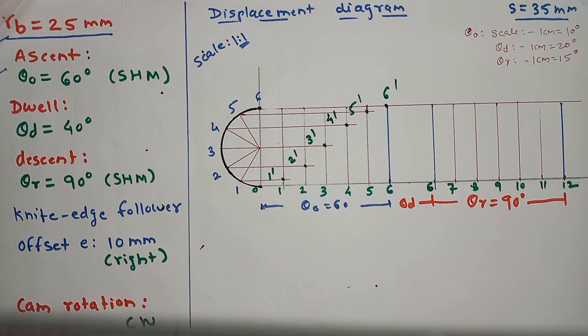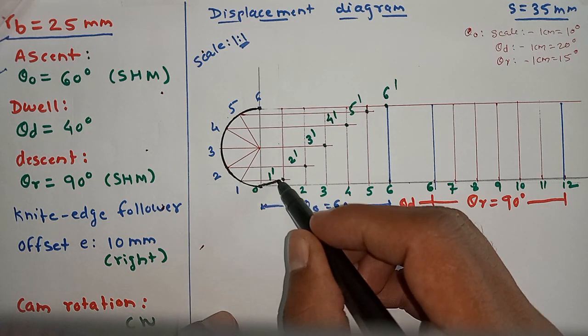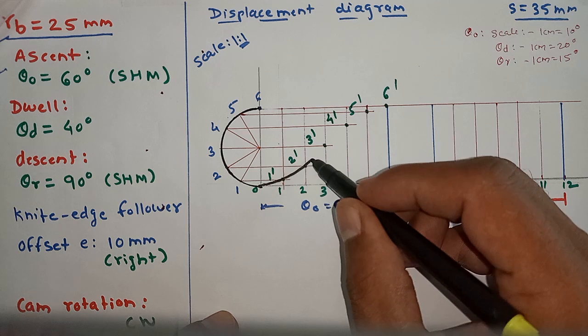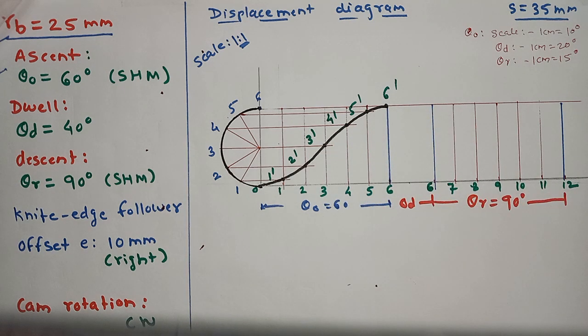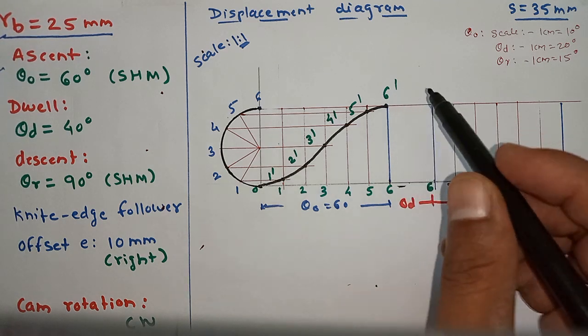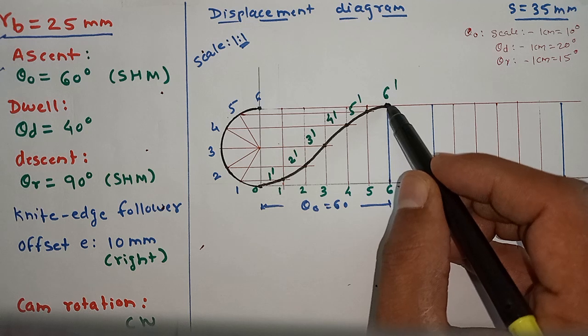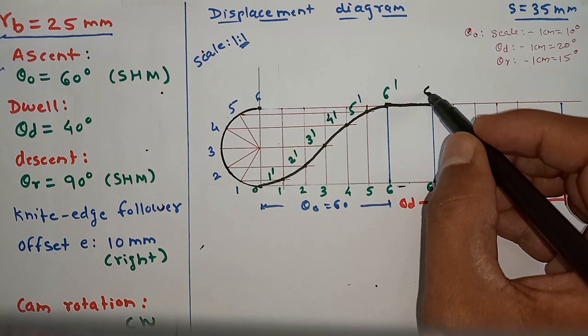Now the last step is to draw a smooth freehand curve passing through these intersecting points. This curve represents the displacement diagram of the follower while the follower is rising with simple harmonic motion during outstroke. Next is the dwell period at the topmost position of the follower. So zero displacement of the follower will give a straight line in the displacement curve. This will be my 6 dash.